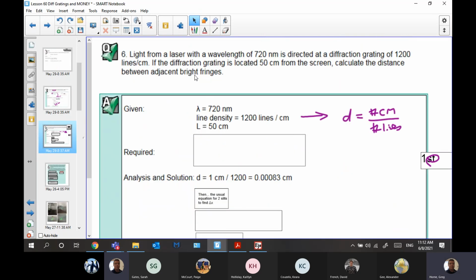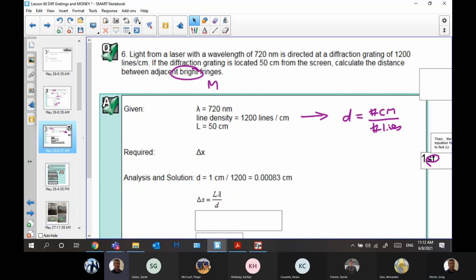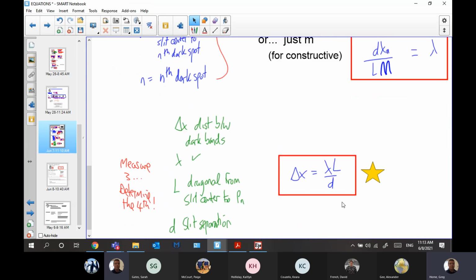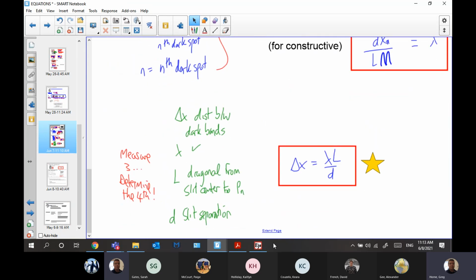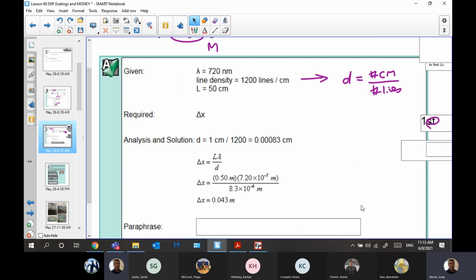And we're talking about bright fringes as well. So bright fringes, so we're going to use an M equation. So they want the distance. And so our formula is that one, which was on the formula sheet, of course. The delta X equals lambda L over D. So no manipulation needed at all, just plug numbers in and calculate.